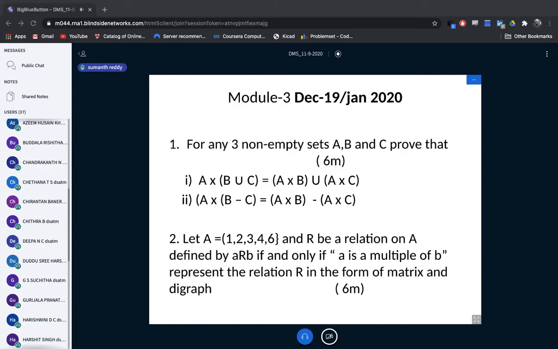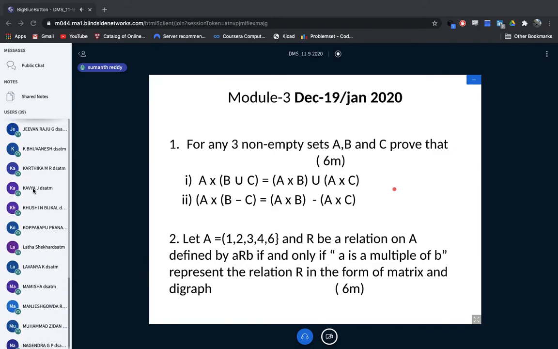In module number 3, the topics we have discussed are: we started with the Cartesian product, and I introduced relations. In the representation of relations, I have taught you only the matrix representation. I have not taught you the digraph yet. Out of the topics we discussed in the previous 2 classes, this question is from the January 2020 question paper. I told you, right, in Cartesian product, either he will ask the definition, or one simple problem, or he might ask a theorem like this. This question he has asked for 6 marks.